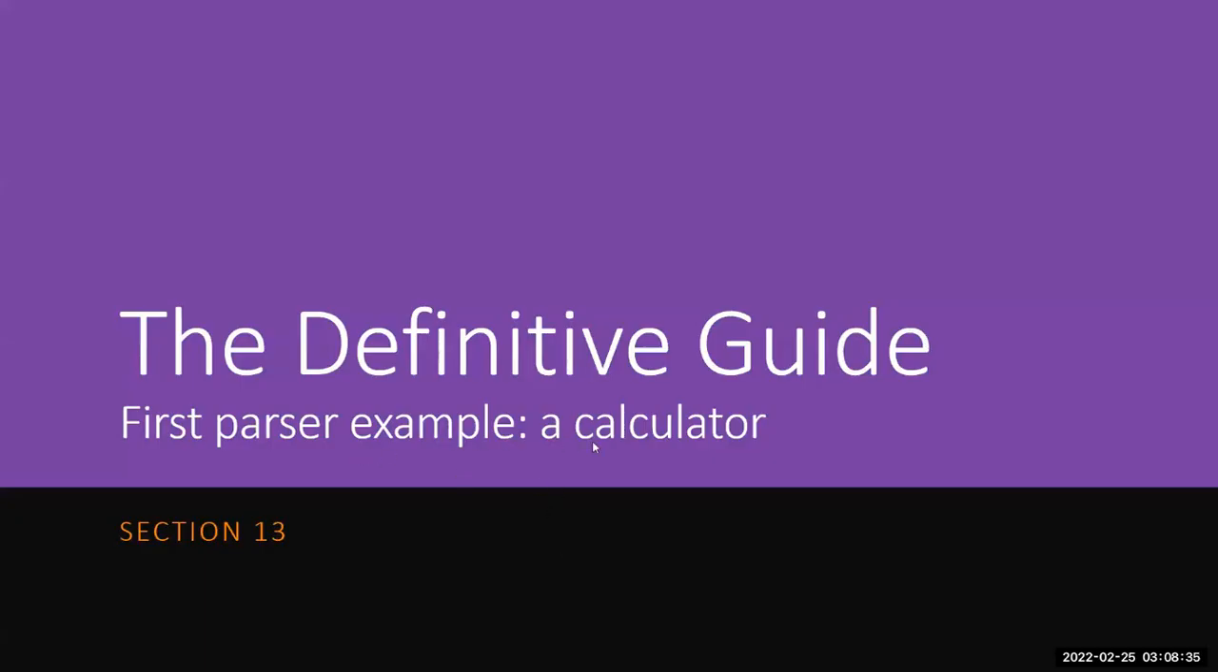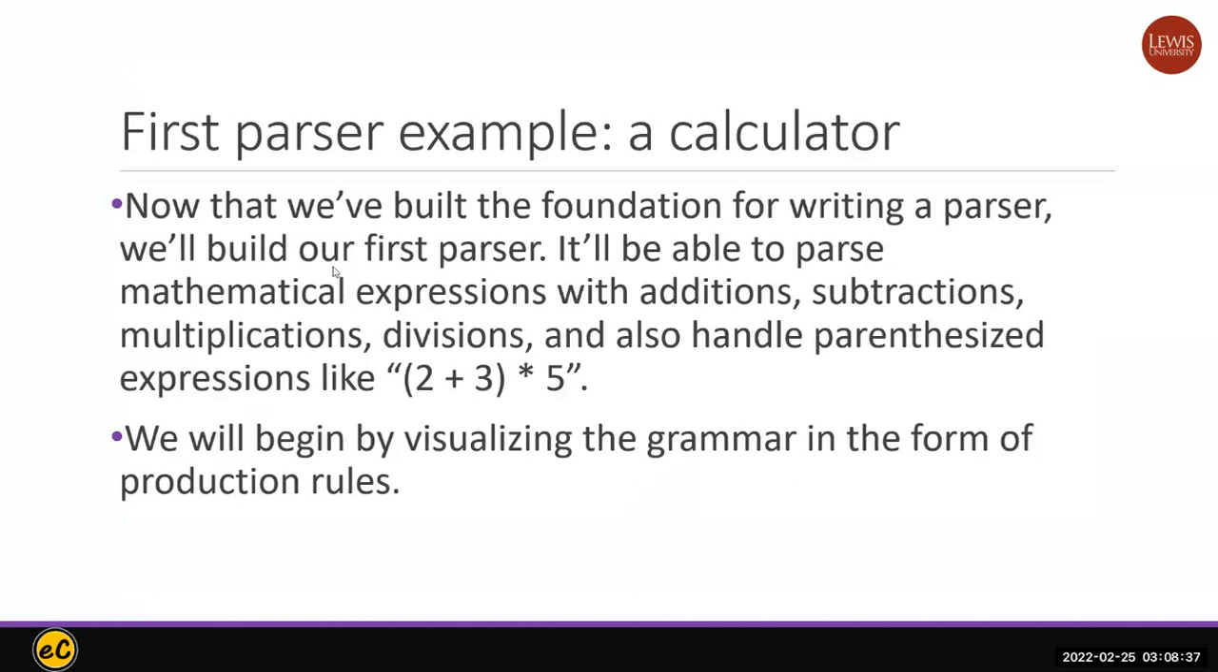Okay, so let's look at a simple example of a calculator. Now that we have already built the foundation of writing the parser, we will build our first parser. We are able to parse mathematical expressions: addition and subtraction, multiplication and division, and also parentheses. We will begin by visualizing the grammar in the form of production rules.